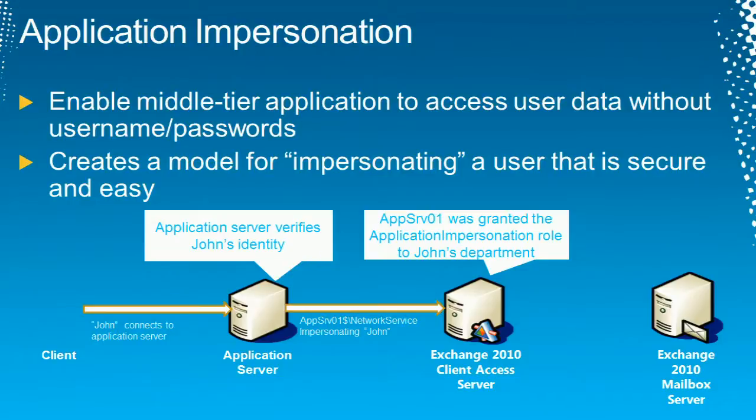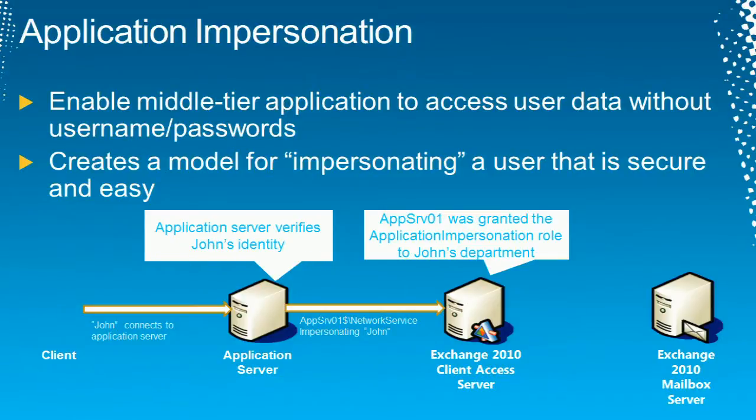In this case, it's using the service account of the application server. It could be configured to use an actual NT service account, but it's going to connect using its own credentials. So it doesn't have John's credentials, and it's using its own credentials no matter who's connecting to it. Exchange EWS running on the client access server is then going to turn around and verify that in this case, App Server 01 has rights, has an RBAC scope to access John's mailbox.